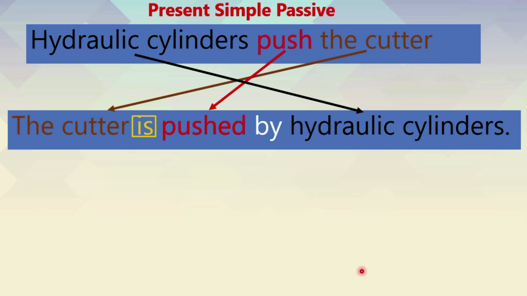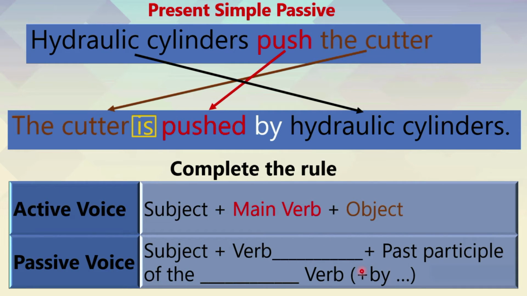Now, can you complete the rule? The structure of the active voice is subject plus main verb plus the object. What about the passive voice? Subject plus verb to be plus past participle of the main verb plus by, and this one definitely is the agent. So now can you complete this? Pause the video, look at the sentence here and complete the rule.